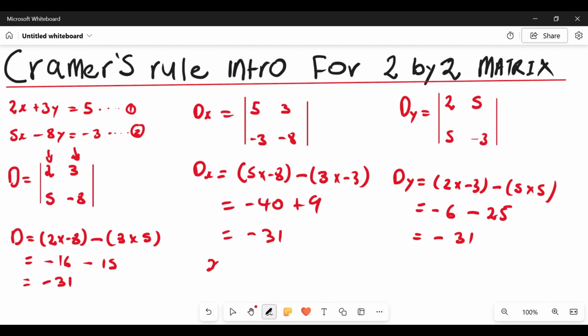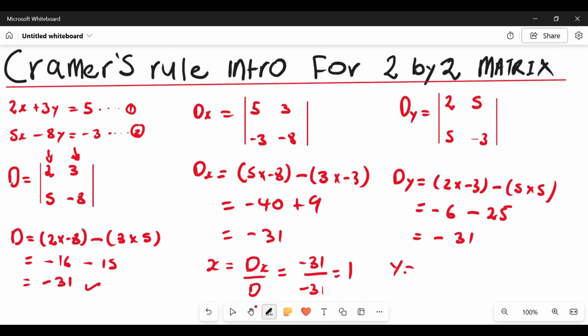So when you calculate for x, the formula goes like this: it is the determinant of x divided by the original determinant. So if you look at our determinant for x, it is negative 31, and then our determinant is going to be negative 31 as well. So meaning x is equaling to 1.